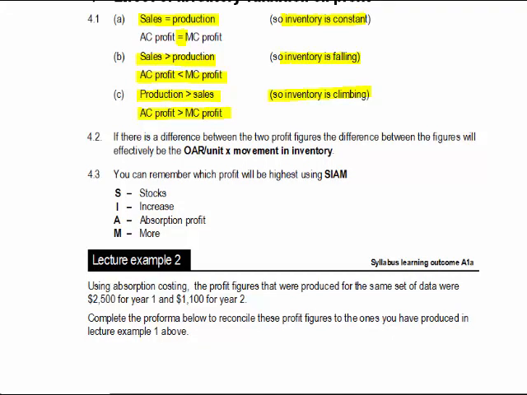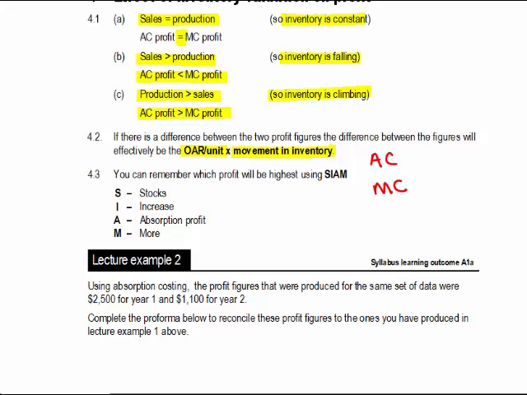Examination questions may require you to reconcile two profit figures, one that's been produced using absorption costing and another one that's been produced using marginal costing. Now, the difference between those two profit figures can be reconciled by working out what the overhead absorption rate is per unit and then multiplying that by the movement in inventory. So that's going to be the difference between our opening inventories and our closing inventories.